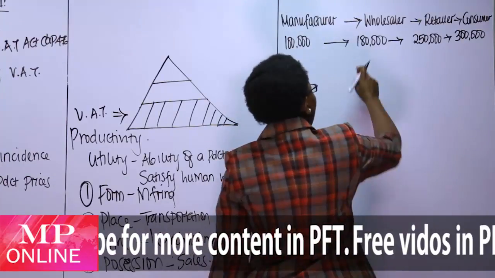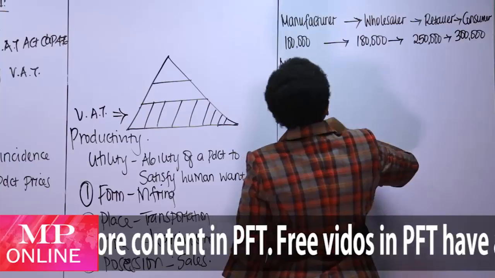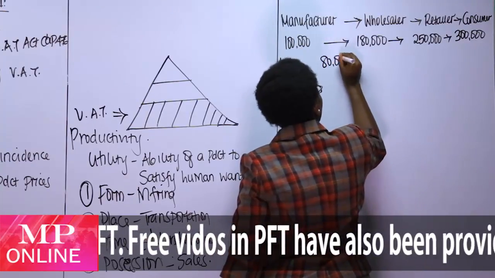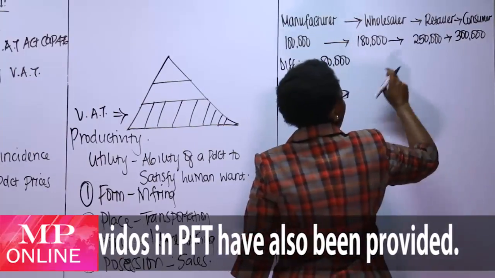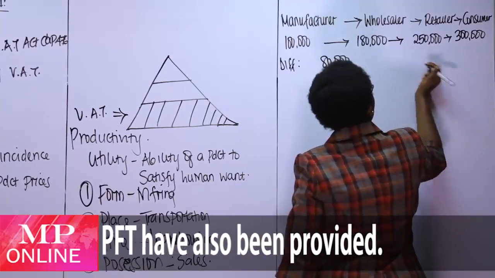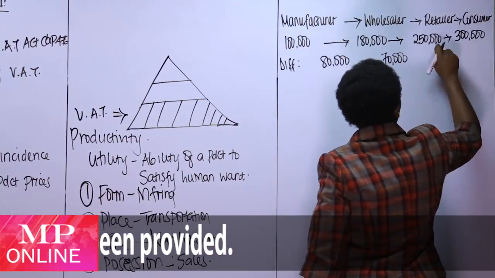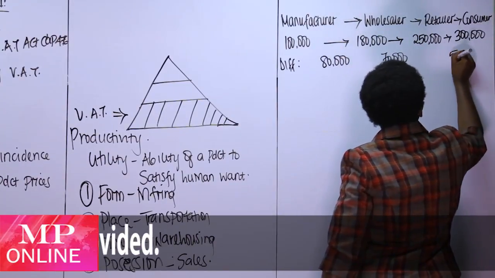So the difference in prices here is going to be 180 minus 100. This is 80,000. Then here, 250 minus 180, that is 70,000. Then here, 300 minus 250, this is 50,000.